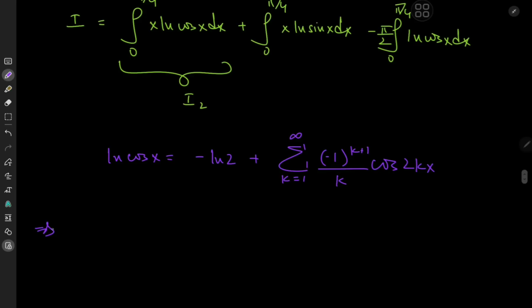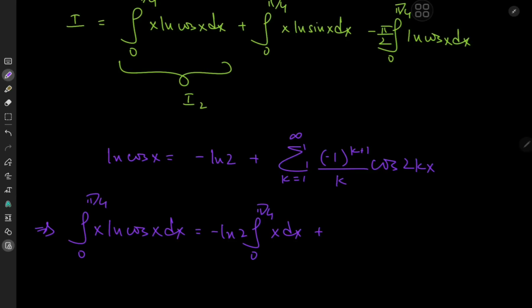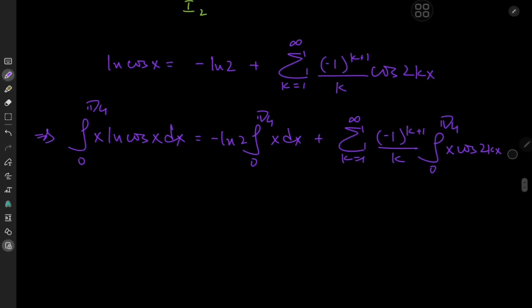Okay, cool. So all we have to do here is multiply by x. And that means we just need to now integrate from 0 to pi by 4, which would give us on the right-hand side negative log 2 times the integral from 0 to pi by 4 of x dx. And switching up the integration and summation operators, we have the sum over k of negative 1 to the k plus 1 divided by k times the integral from 0 to pi by 4 of x times cosine 2kx dx. And to solve this, all we need is some integration by parts.